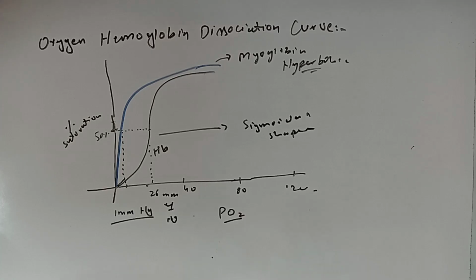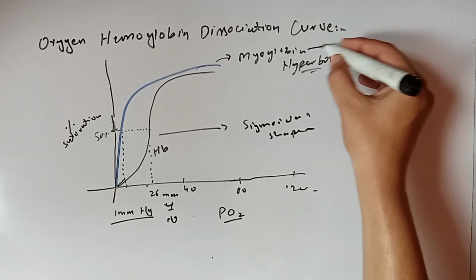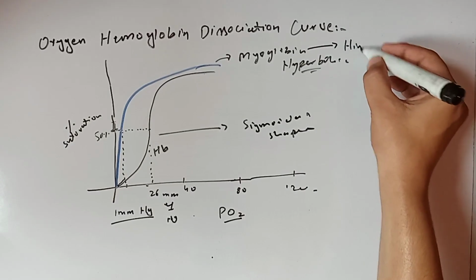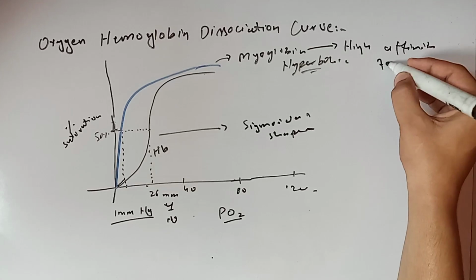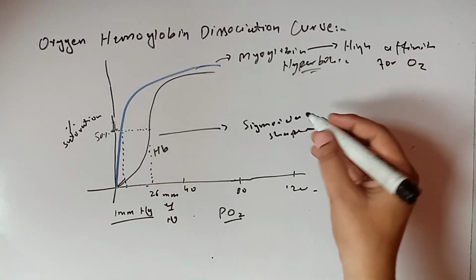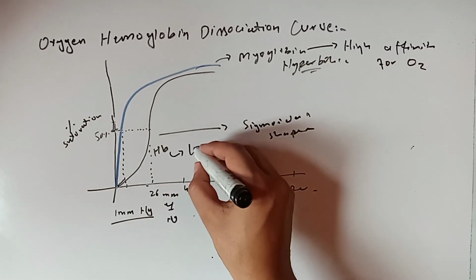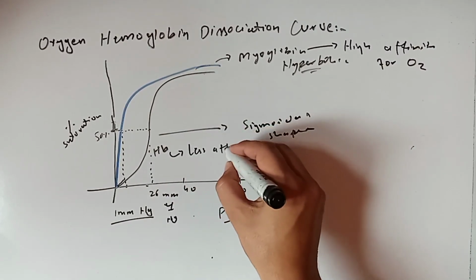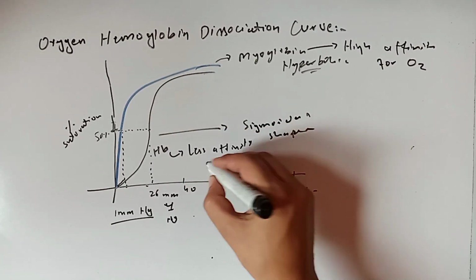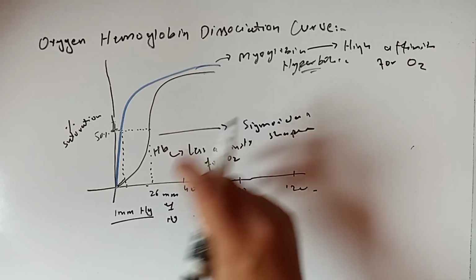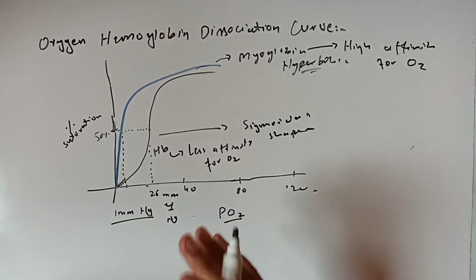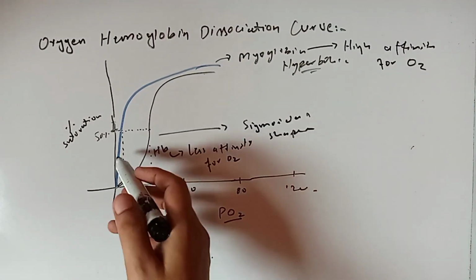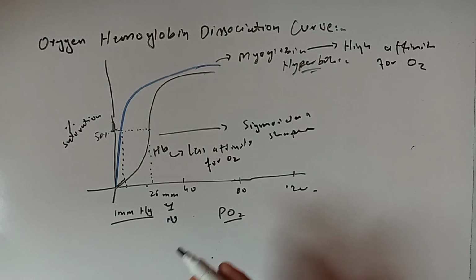So what does it show? It shows that myoglobin has high affinity for oxygen, while hemoglobin has less affinity for oxygen. It means that hemoglobin does not bind easily to oxygen, while myoglobin binds much more easily, and the thing that binds easily releases with difficulty.